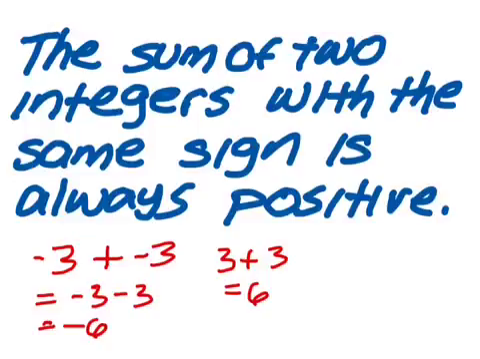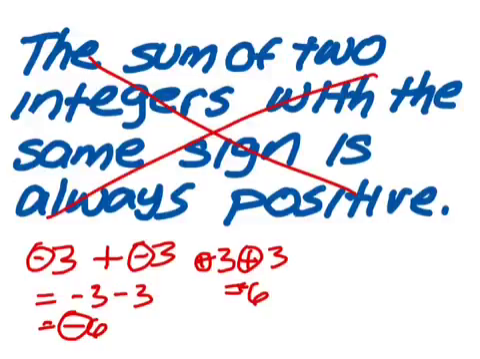Actually, the sum of two integers with the same sign has the sign of the integers. These are both negatives, so this is negative. Remember, if there's no sign, it's assumed to be positive. These are both positives, so this is positive. So no, this is not true. The sum of two integers with the same sign is not always positive. The sum of two integers with the same sign has the same sign as the integers. In other words, the answer takes the sign of the problem.